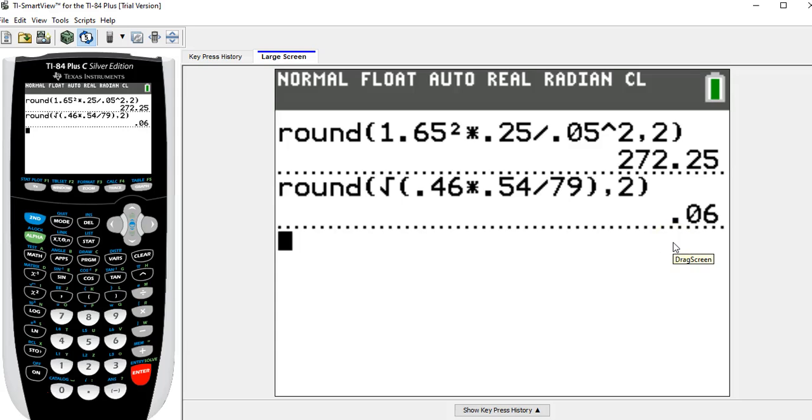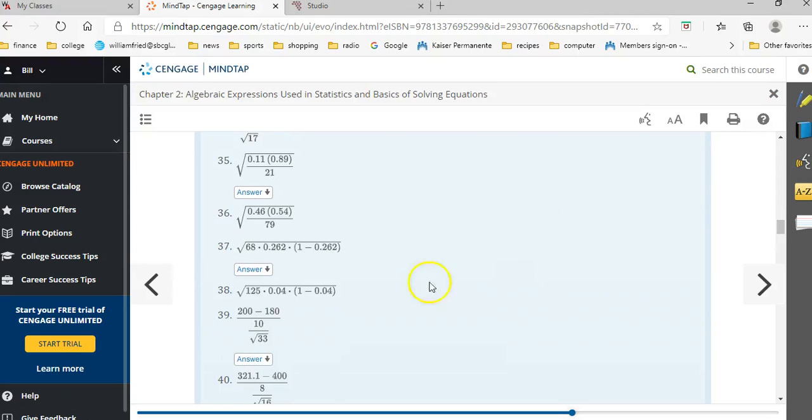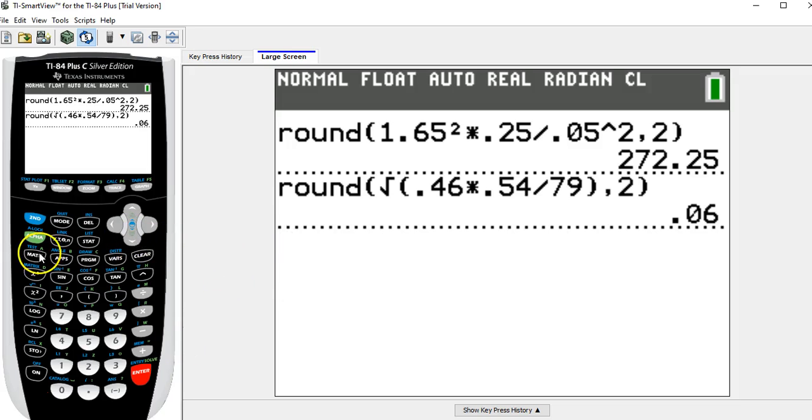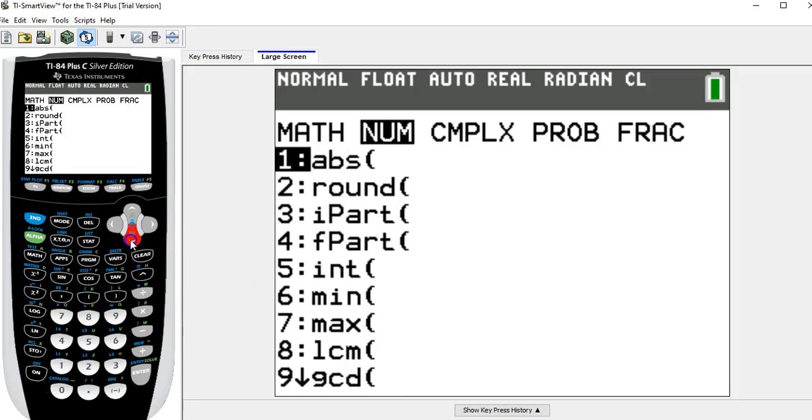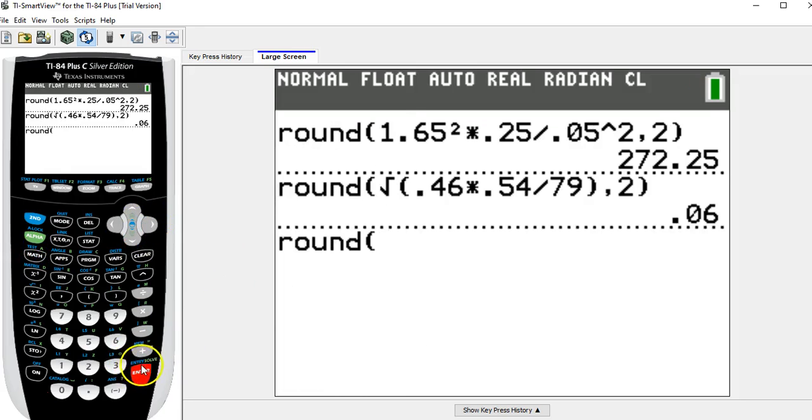Now, one more common calculation with square roots in statistics would be like number 38. Let me do this, will be the last example I'll do here. So 38 says the square root of 125 times 0.4 times 1 minus 0.04. So on the calculator, again, I want 2 decimal places, math, num, round. And this one says the square root, so I'm going to access the square root. Second, above the x squared, there is the square root. Notice it automatically puts that parentheses in, so when I'm finished with the square root, I'll close off the parentheses.